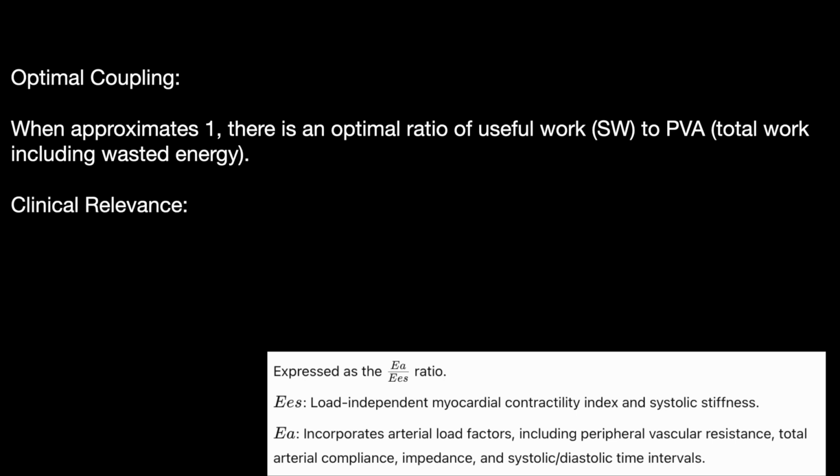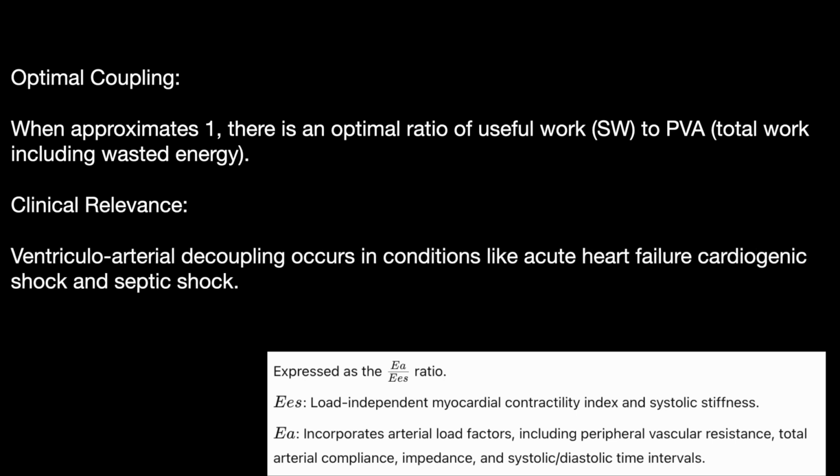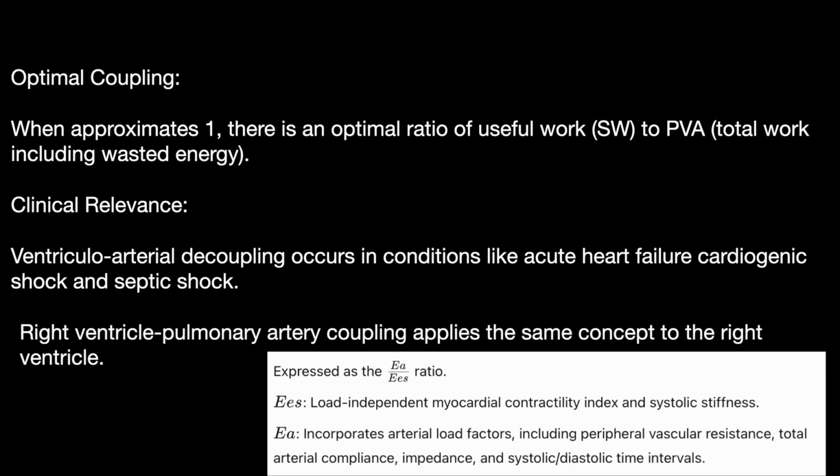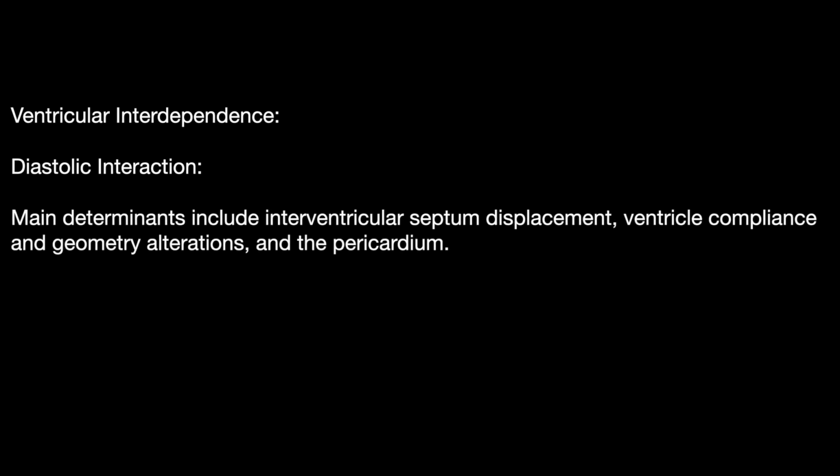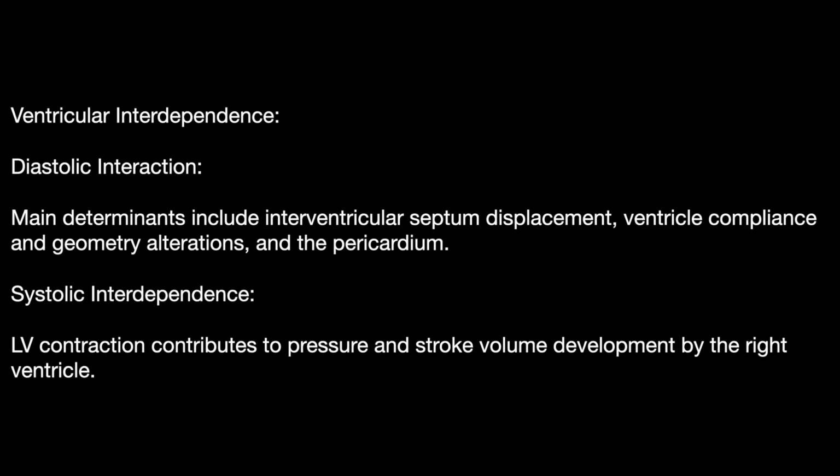including the wasted energy. The clinical relevance here is that ventricular arterial decoupling occurs in conditions like acute heart failure, cardiogenic shock, and septic shock. Right ventricular pulmonary artery coupling applies the same concept but to the right ventricle. Ventricular interdependence is also there. The diastolic interaction main determinants include the interventricular septum displacement, ventricular compliance and geometry alteration, and the pericardium. And there is also systolic interdependence, where the left ventricular contraction contributes to the right ventricle's ejection.